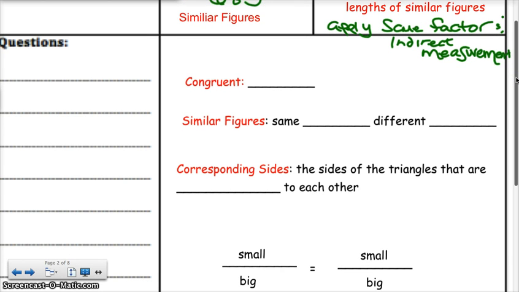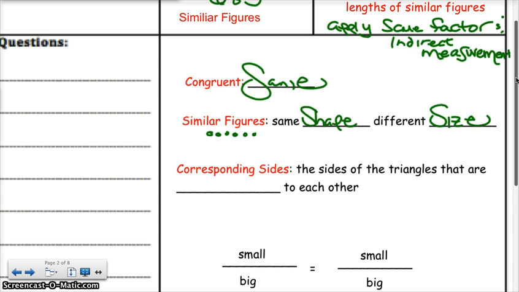Congruent. You need to know some vocab. Congruent means what? Same. Congruent means same. Everything we're talking about today is aligned with congruency, knowing that things are the same. Similar figures are the same shape, different size. Something you really need to know, they also have congruent, same, they have congruent angle measures.